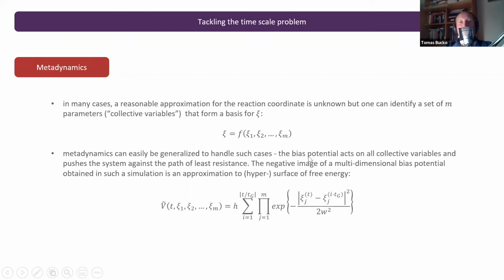In this case, metadynamics creates a bias potential that acts on all degrees of freedom that you specify here. And the bias potential kind of pushes the system along the path of least resistance, so to say. Okay, and in analogy to metadynamics with one collective variable, what we obtain in well-converged metadynamics is a negative image of the free energy, but it's not a profile anymore. It's a multi-dimensional object, so it's a hypersurface rather than a profile.